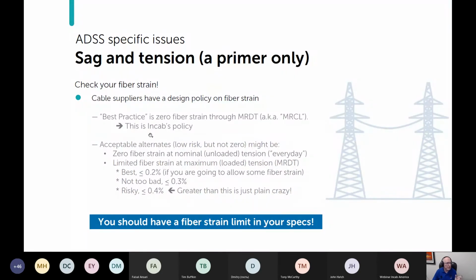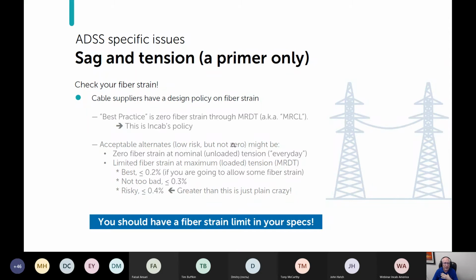In considering your fiber strain, I said you're using your strength in your ADSS to control fiber strain. Cable suppliers have a design policy on fiber strain. Either they're not allowing it, which is the best practice, so 0 fiber strain up through the maximum tension that you would allow on that cable, and that's our policy. We're not the only one, but some others do allow some strain, and that's low risk, or can be low risk. We'll see in a moment, it could be high risk, but the point is it's not 0 risk.